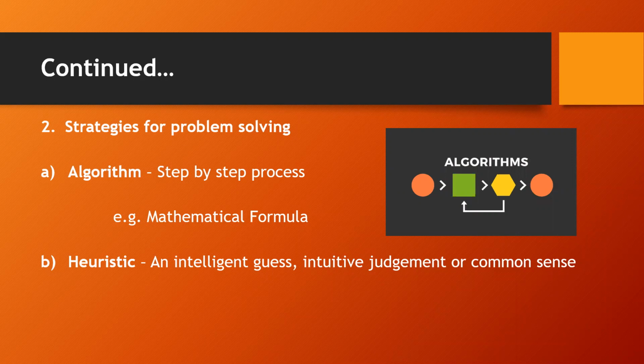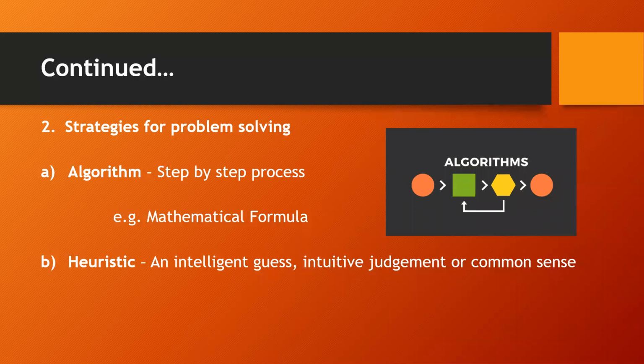Second is strategies for problem solving. Once you have represented the problem, what happens next? You try to solve it by using a strategy. So the next thing is you have to make a strategy in your mind. Some are time consuming while others are not. Some strategies take a lot of time and some are very easy. There are two which are commonly used. The first is algorithm. The second is heuristic.